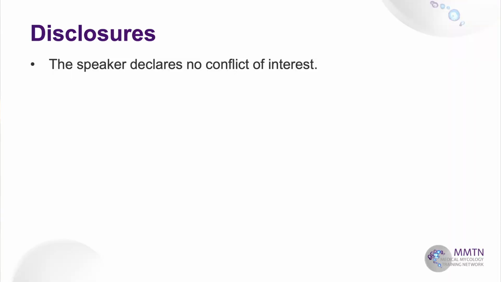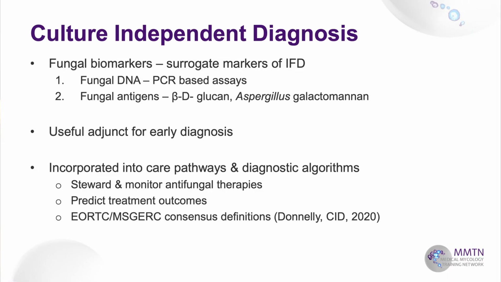No disclosures for me. I guess the limitations of conventional culture methods has meant that over the last 15 or 20 years we've seen a lot of effort put into the development of fungal biomarkers to act as surrogate markers for invasive fungal disease. So these may take the form of PCR-based assays to detect fungal DNA, or antigen-based assays such as those that detect beta-D-glucan or Aspergillus galactomannan.